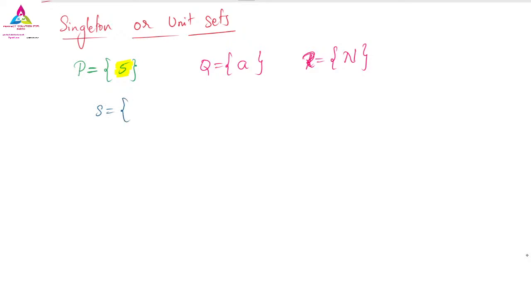Or I can take one more, the last one. S equals x such that x is a prime number between 10 and 12. How many prime numbers do you have between 10 and 12? Whether this is a singleton set or unit set.